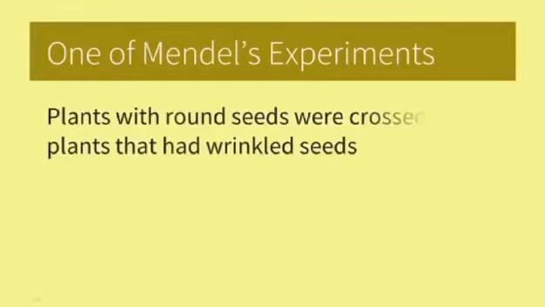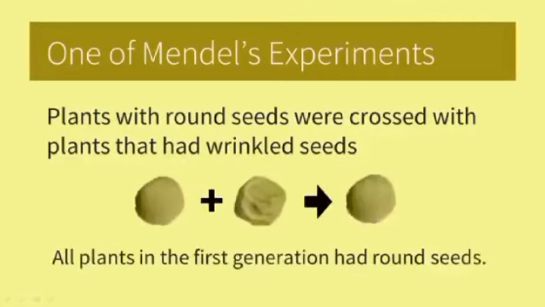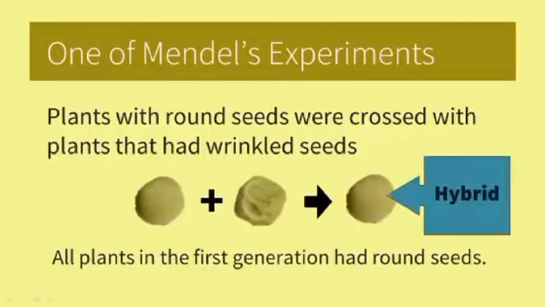One of Mendel's experiments: plants with round seeds were crossed with plants that had wrinkled seeds. All plants in the first generation had round seeds. Look at a hybrid.